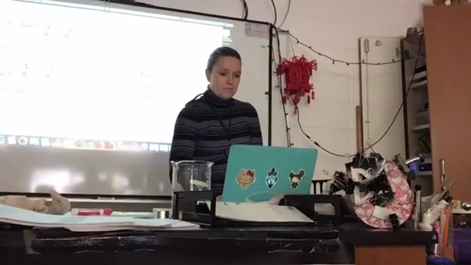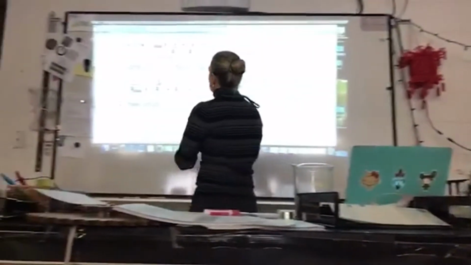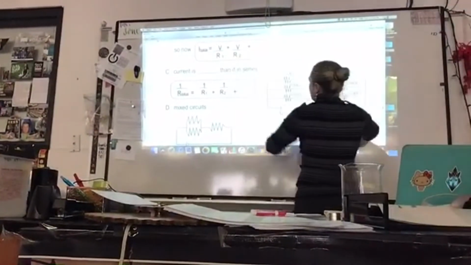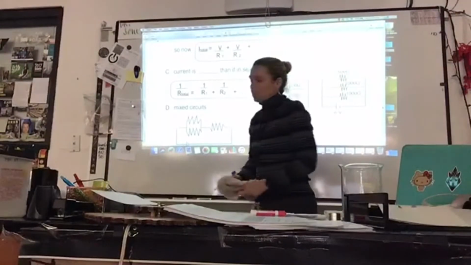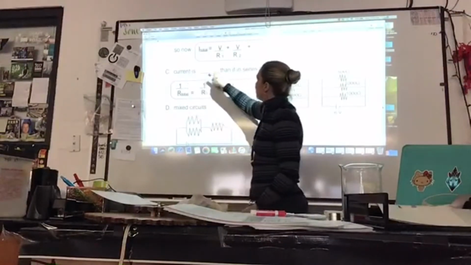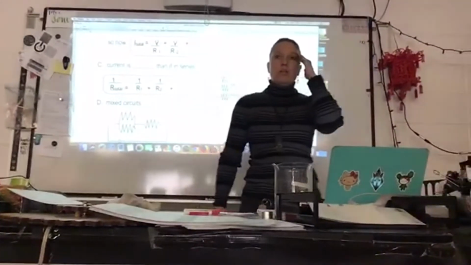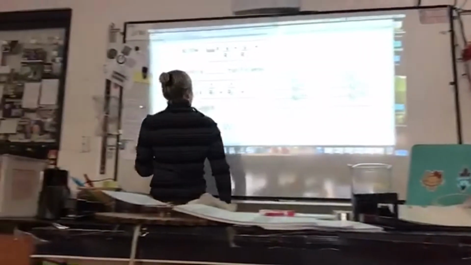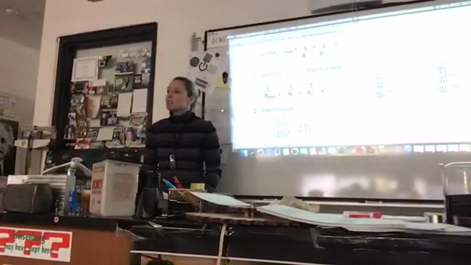Okay. So, I total is V over R1 plus V over R2, dot, dot, dot. Current is blank then if in series. Current is blank. What do you think? Current is more or less?